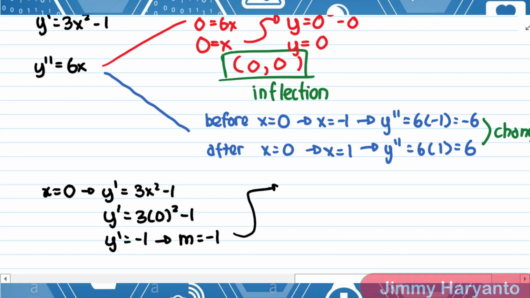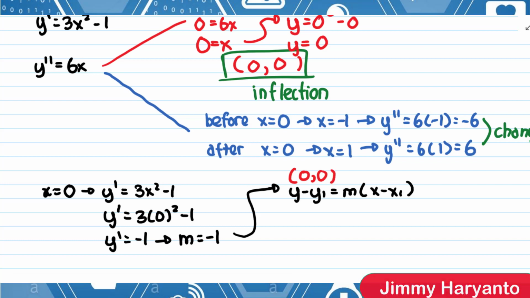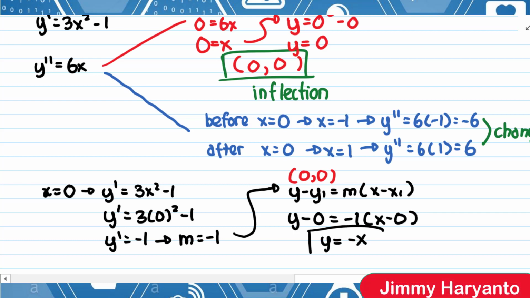And then after that, you can use y minus y1 equals m in the bracket x minus x1. I will use the point of inflection, which is 0, 0, to find the line. X minus 0. So you'll have y equals negative x. This is the first answer.